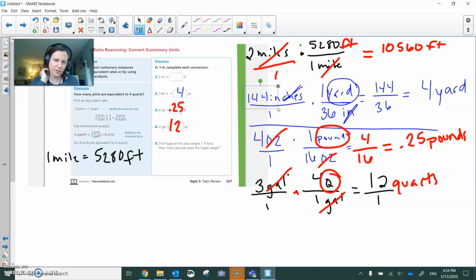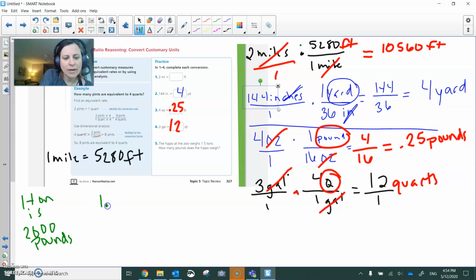The hippo at the zoo weighs 1.5 tons. How many pounds does the hippo weigh? 1 ton is 2,000 pounds? Am I right? Raise your hand if I'm right. Okay, good. I see you all have your hands up. So 1 ton is 2,000 pounds.